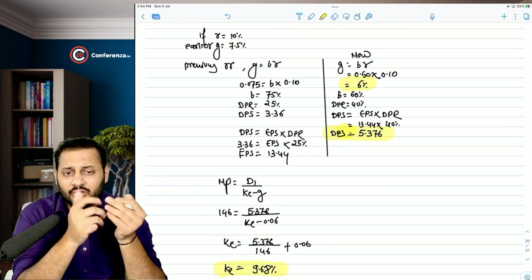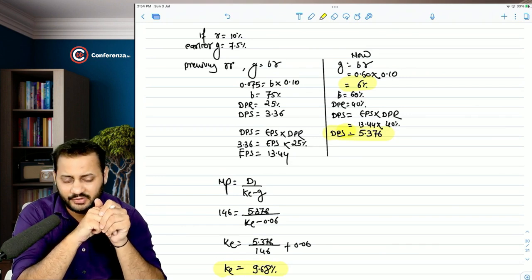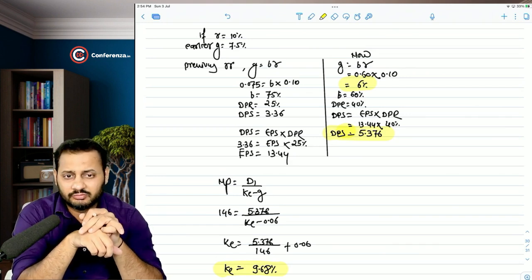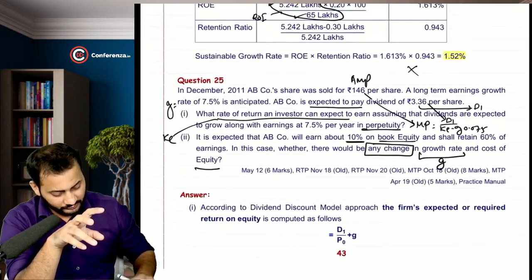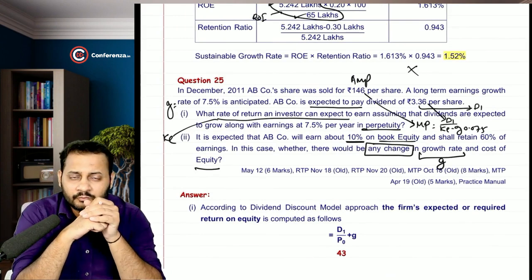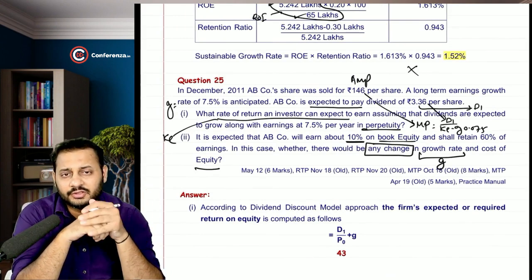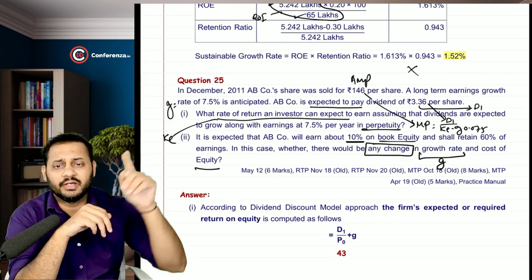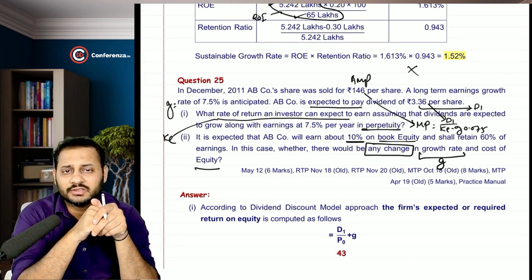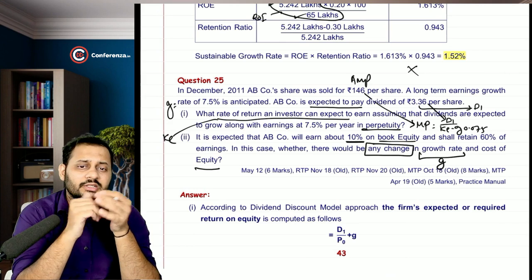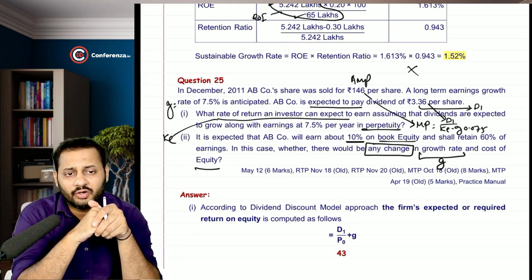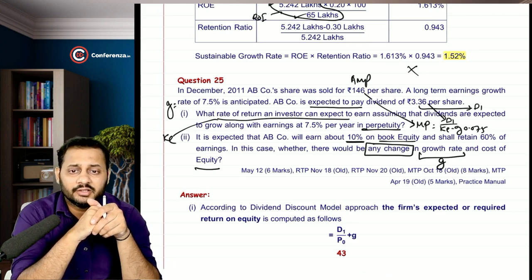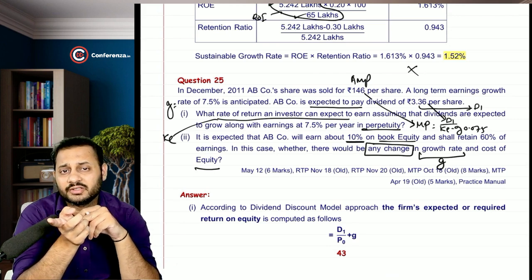But how did you all know about this, sir? Very simple. It all started when the question said that the retention ratio will be 60%, that the company shall retain 60% of the earnings. That means the previous retention ratio, where the 3.36 was taken, should also be 60%, and only then can the 3.36 be applied here. So we calculated the retention ratio there, and we found that the retention ratio earlier was 75% and now it is 60%.